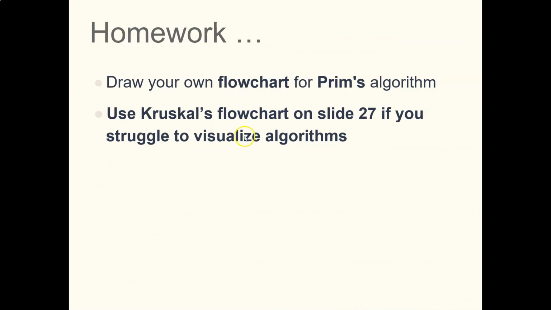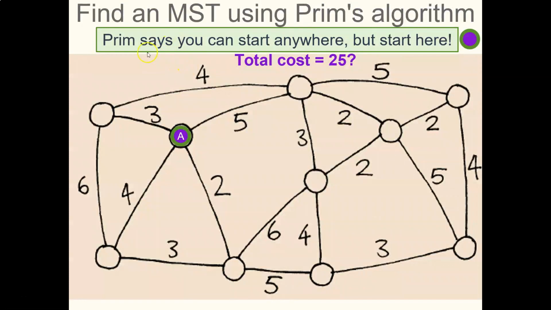So let's see Prim's algorithm next. Like I said, Prim's algorithm says that you can start anywhere, but let's start from here. By the way, you need to mark your starting position like this, in the test or exam. All right, so what's the next step? The next step is creating your tree starting from here.